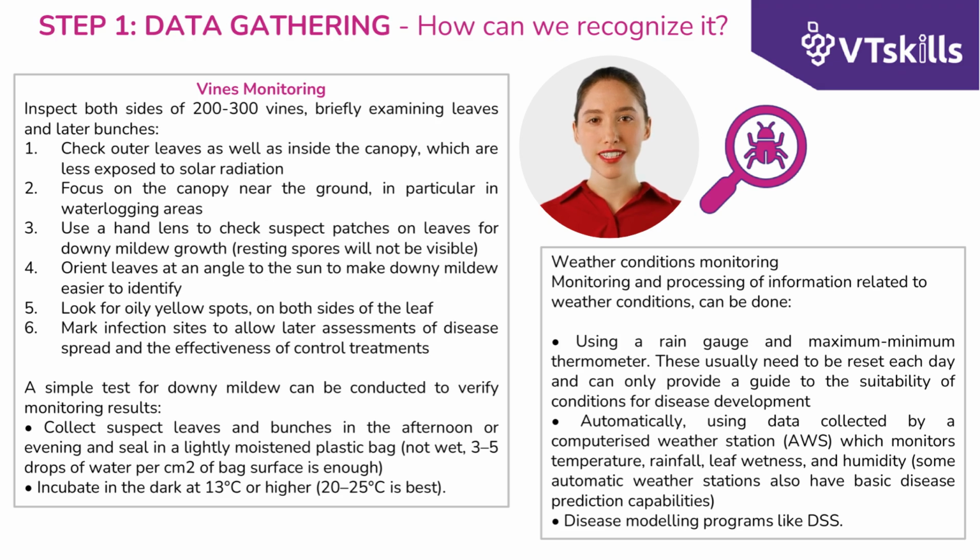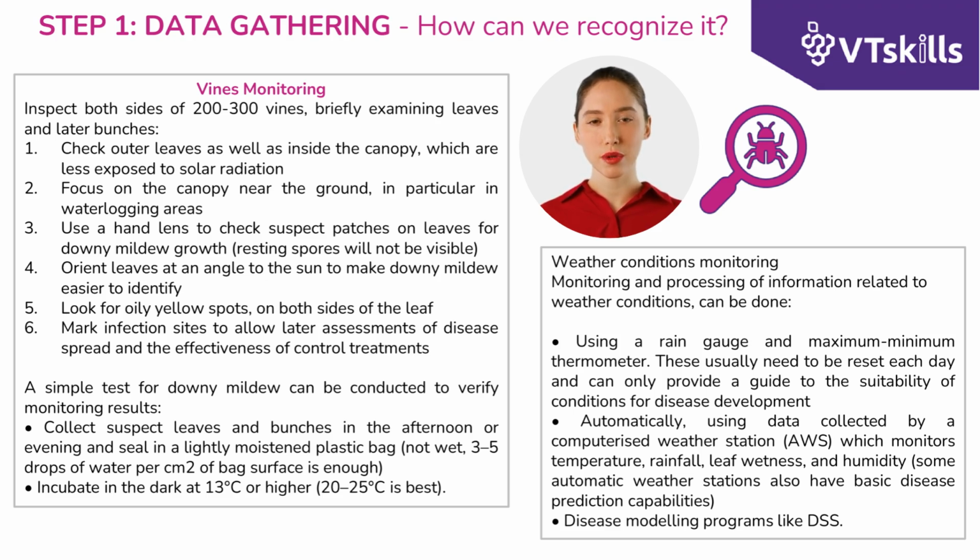How can it be monitored? Monitoring can be done by initially inspecting leaves for primary infections and then inflorescences and clusters for secondary infections on both sides of 300 vines. It is necessary to check both the outer leaves and those inside the canopy, which are less exposed to sunlight. Particular attention must be paid to the vegetation close to the ground, especially in areas subject to water stagnation, such as valley bottoms. It is necessary to use a hand lens to check for white mold on suspicious spots, as the overwintering spores are not visible.